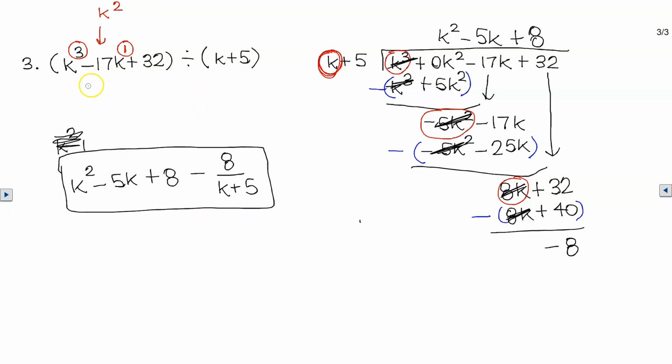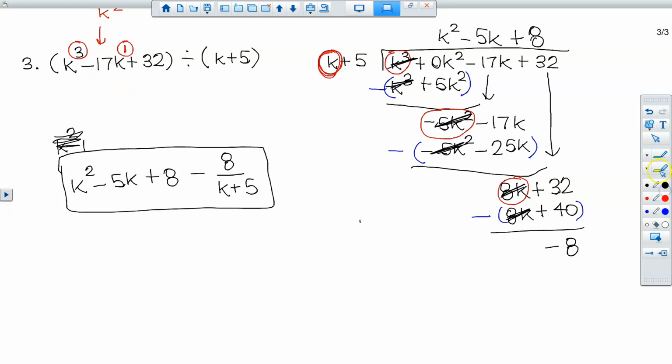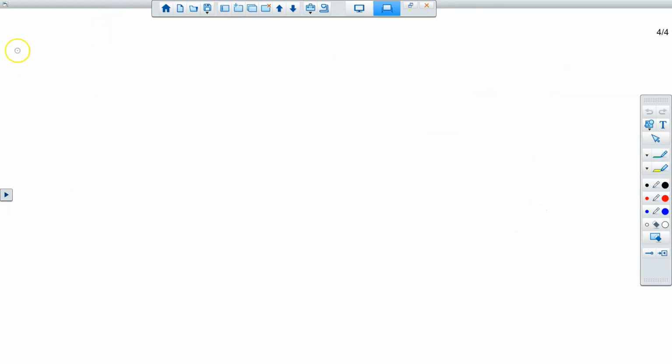So hopefully you see what I mean by the missing powers. This skips from k to the third straight to k to the first. So we're going to have to put a placeholder in there for k squared because it skipped that power. That's what we mean by missing powers. All right, so we're going to look at one last one.